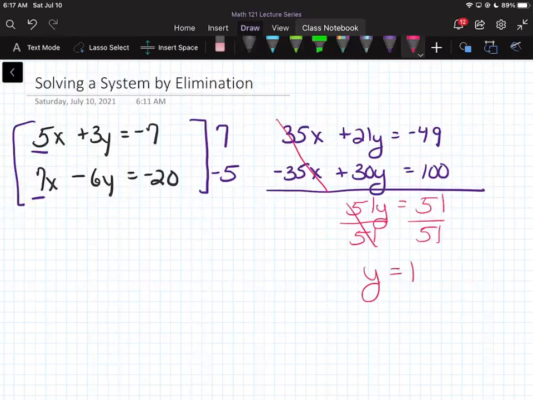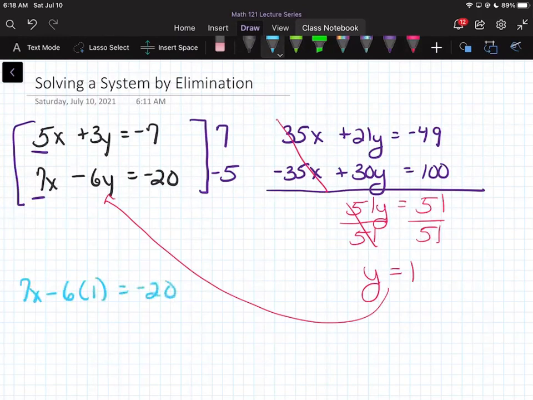Remember, the solution to a system has to be an ordered pair. So now I can take that value 1 and plug it into either of the original equations. I'm going to choose to plug it into the bottom one, which gives me 7x minus 6 times 1 equals negative 20, which gives me 7x minus 6 equals negative 20.